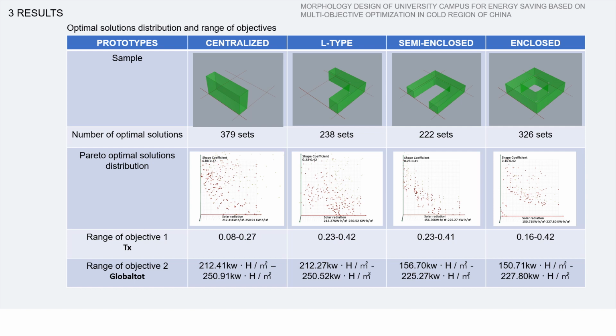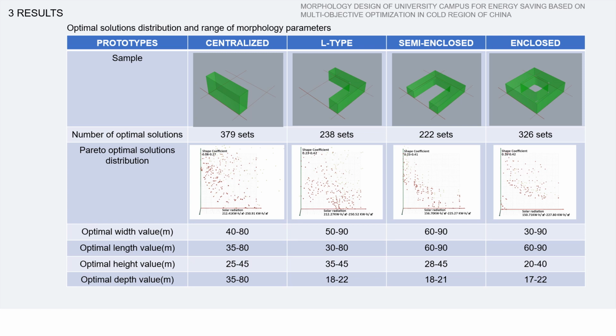It can be seen that the objective values distribution was different according to the 4 prototypes. And the distribution of morphological parameters corresponding to the optimal solution is different for the 4 prototypes.